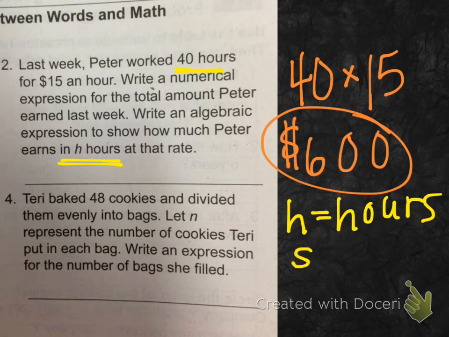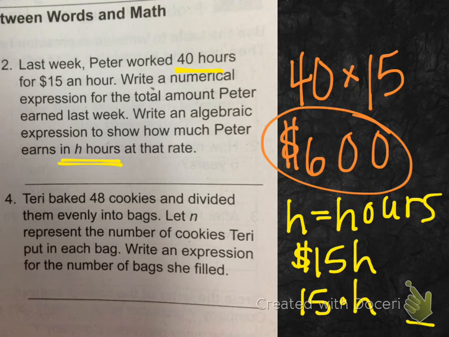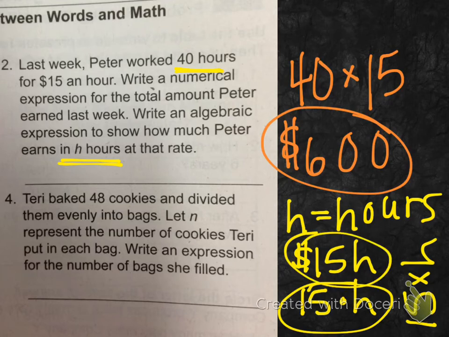So it's going to be $15 times H. We could write it like this. We could say 15 times H. We could also say, let's see if I have room, I'll write it sideways. 15 times H, like that. Any of these works.